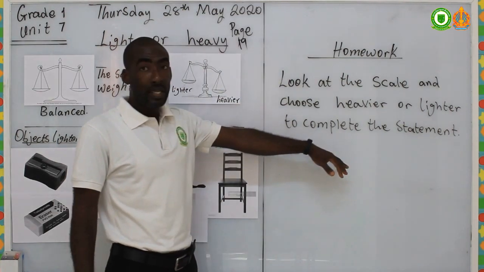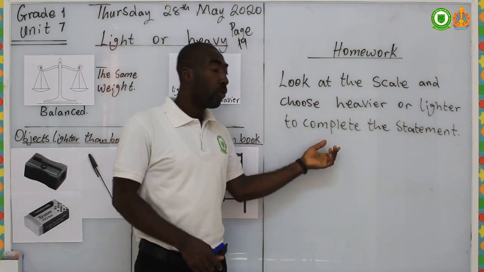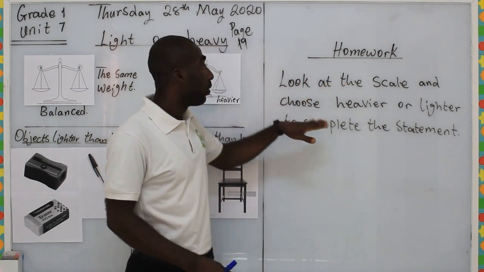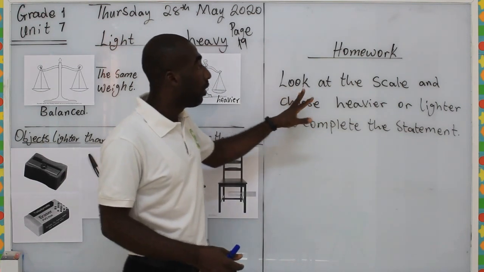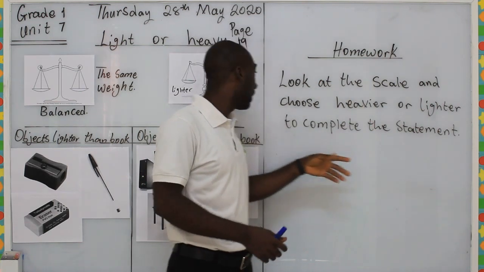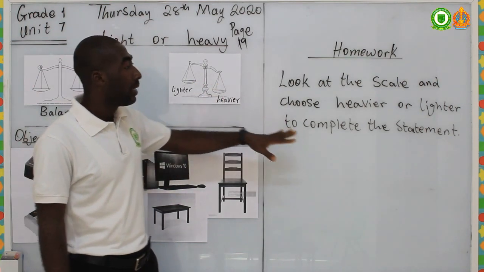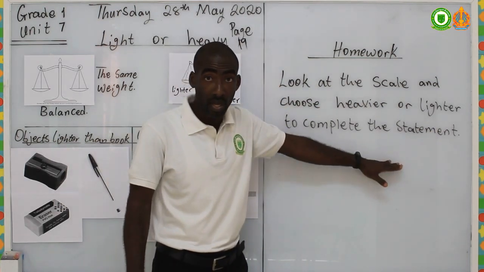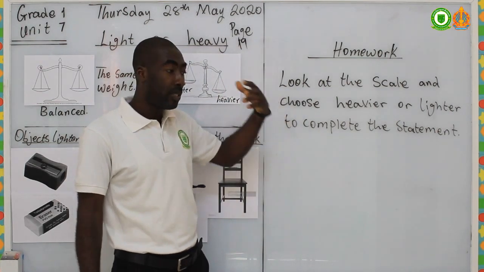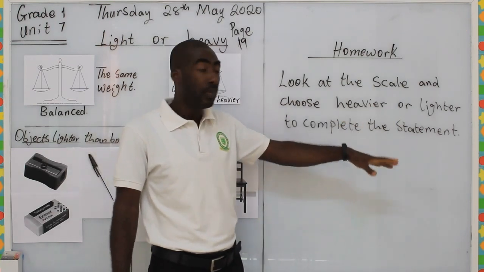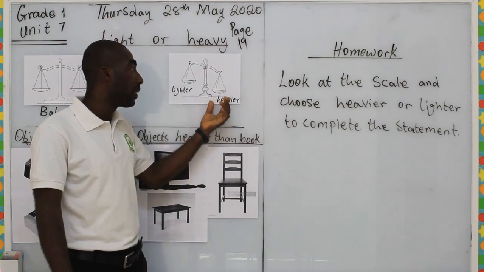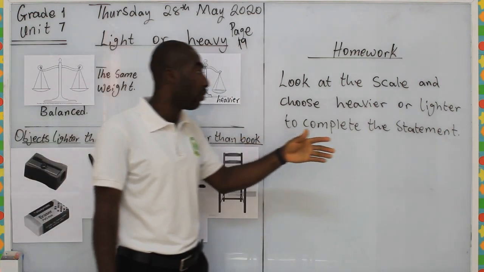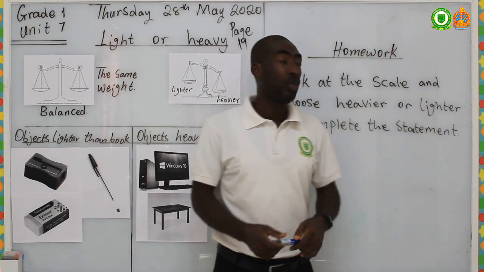So to conclude our lesson today, we will have our homework activity that will help you to also do more studies on light and heavy. So this is what we're going to do for your homework. With your homework, you're going to have a task that comes with pictures. A picture that is showing a scale. So you look at the picture and the objects on the scale, and then you choose heavier or lighter to complete the statement. So don't just think about the names of the objects. Look at the picture on the scale, the objects on the scale, and then look at the level of the scale, if one side has dropped and the other side has gone up. So that will help you to determine which one is heavier and which one is lighter. So check it from your scale and choose heavier or lighter to complete your statement.